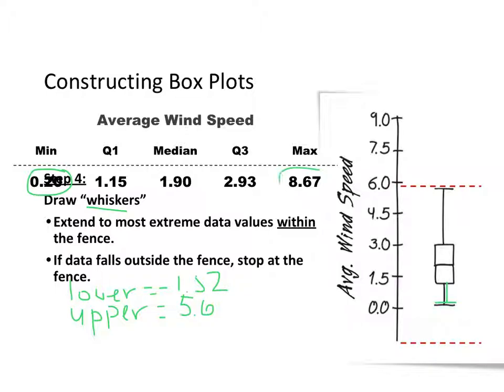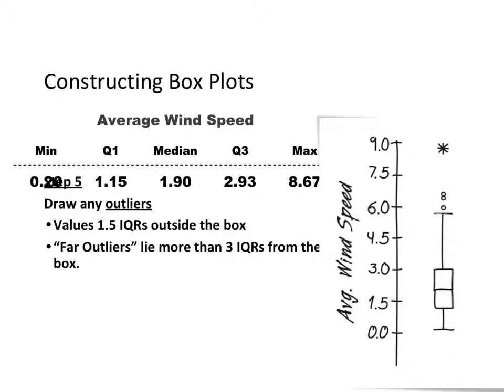Well, 8.67 is higher than 5.6, so we stop our whisker at the fence. Okay, so here's our fence, we stop the whisker. Our next step is we're going to draw any outliers. Remember, these are values 1.5 IQRs above, beyond the box.